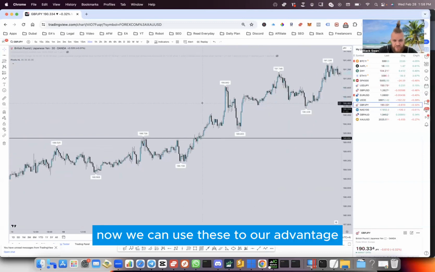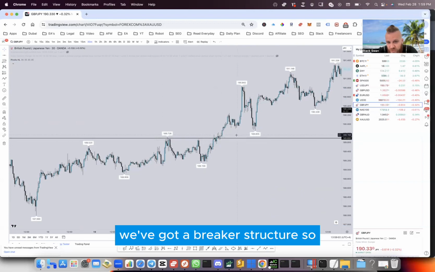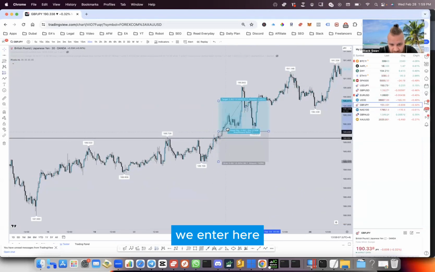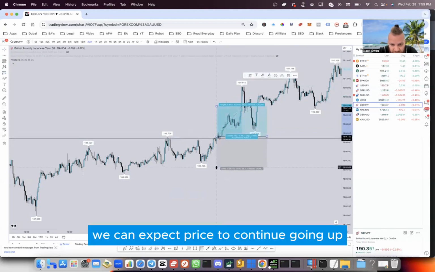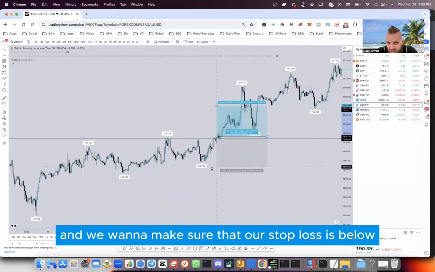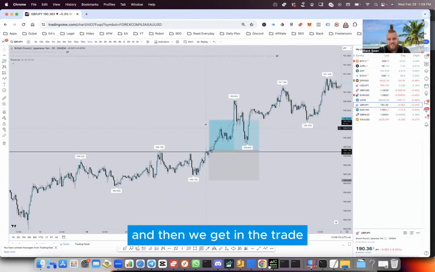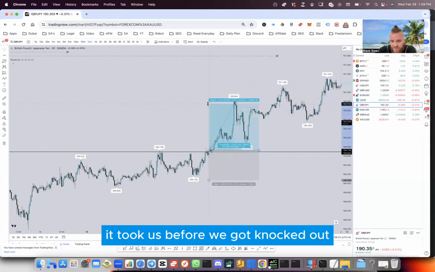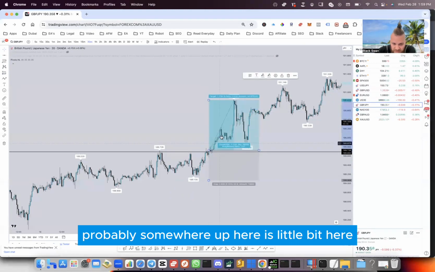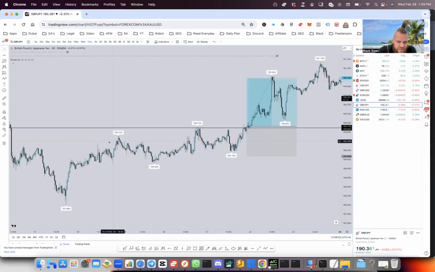Now, we can use these to our advantage, because if we get a candle close above here, we've got a breaker structure. So we are going to enter. If we enter here, we get a candle close above this previous high, we can expect price to continue going up. And we want to make sure that our stop loss is below the previous swing low. And then we'd get in the trade and we would trail this up to wherever it took us before we got knocked out, probably somewhere up here. There's a little bit here, pull back, and we shot up somewhere in there. Same with this one here.